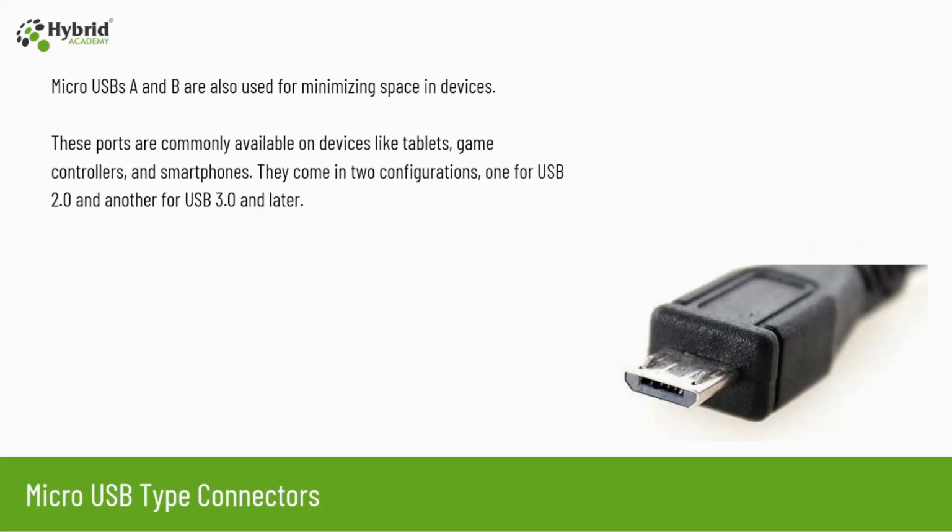Moving further, we have micro USBs, again another type of connectors, and these are also A and B, and these are again used for minimizing space in devices. These are much smaller compared to the mini USB connectors. These ports are commonly available on devices like tablets, game controllers and smartphones, and they come in two configurations, one for USB 2.0 and another for USB 3.0 or later.